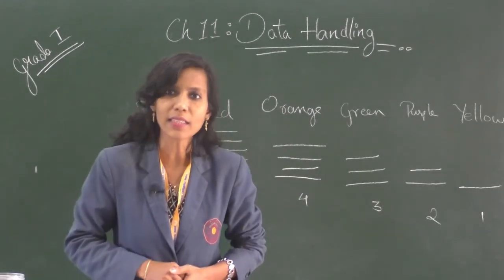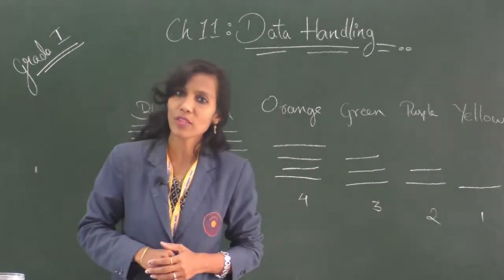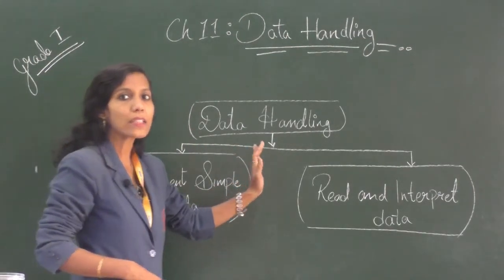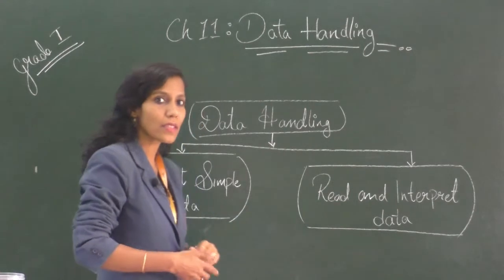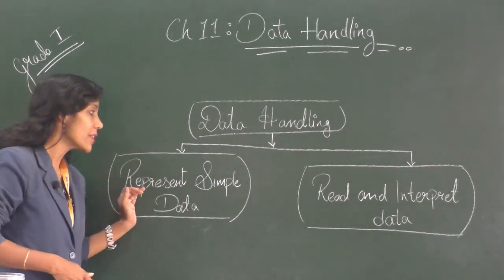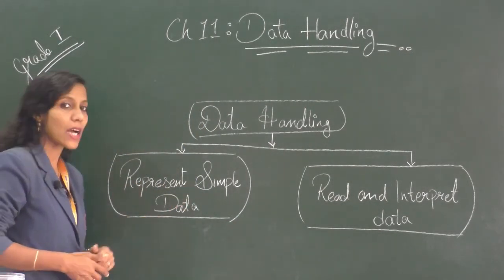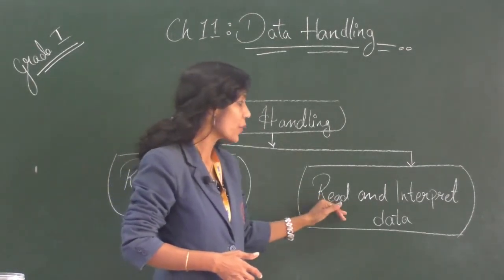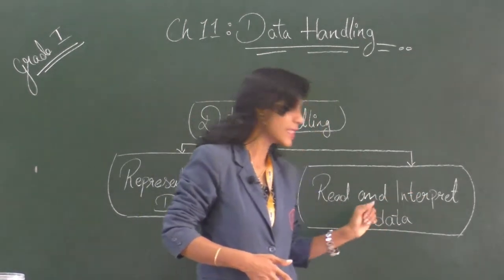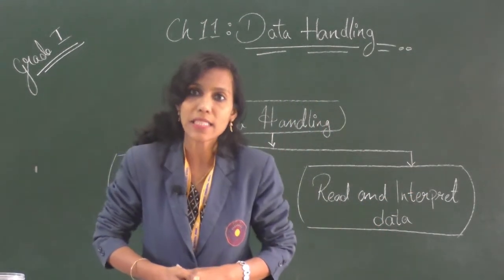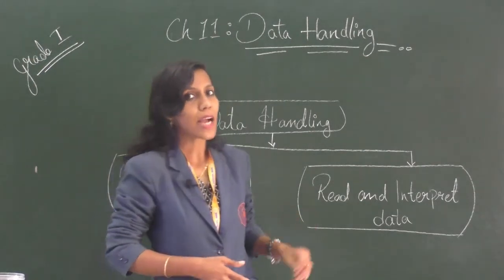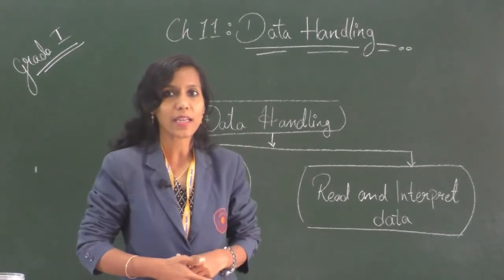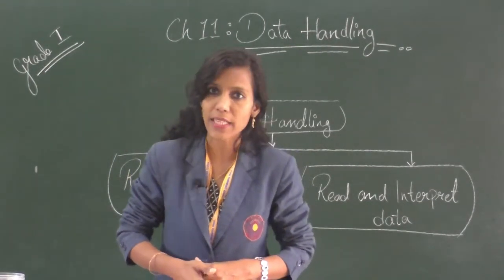But before we start, let's do the mind map for this chapter. Coming to the mind map, data handling, we have 2 major topics under data handling. First one, represent simple data. And the second topic is read and interpret data. So let's start with our first topic, that is representing simple data. How do we represent simple data?